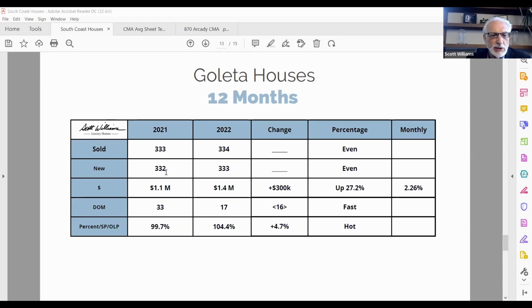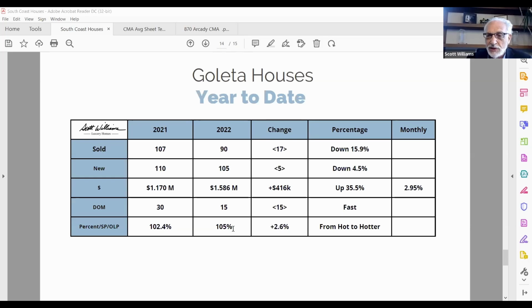And here's the new houses. Again, they're within one house. That is so even, and that's quite a bit different than Montecito. Prices are up 27%. That's 2.25% per month. Days on the market, we're down to almost 2 weeks. The average house is sold in 2 weeks, and at 104% of the sales price, the market in Goleta is quite a bit hotter than any place else. Of course, the prices are lower.